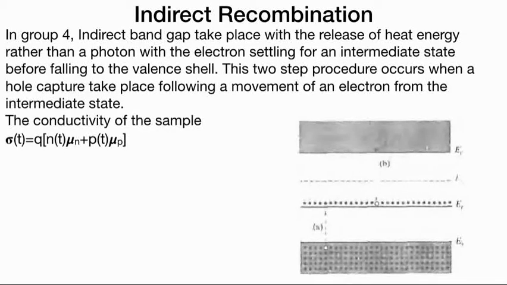The two-step procedure that occurs is: first, an electron from the intermediate state falls into the valence band, and to take its place, an electron from the conduction band is transmitted to the intermediate state. The conductivity of the semiconductor sample is q(n mu n plus p mu p).